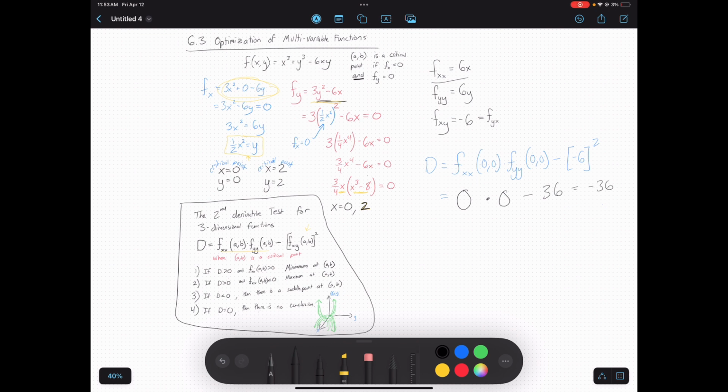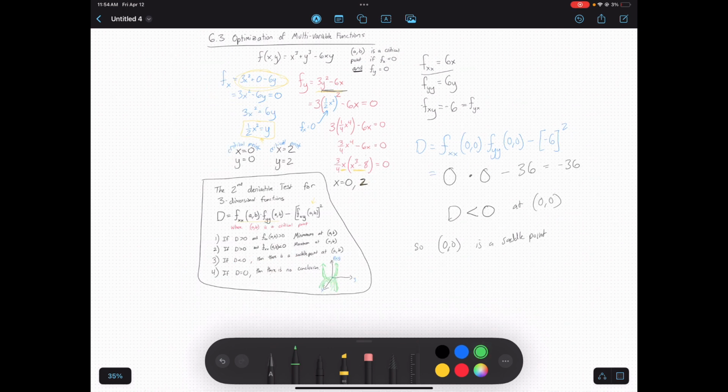So what do we notice about my determinant? My determinant is less than 0 at the point 0, 0. So what does that tell me about 0, 0? It's a saddle point. So 0, 0 is a saddle point. Okay, well, let's try the other one.